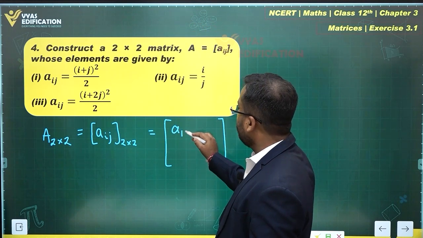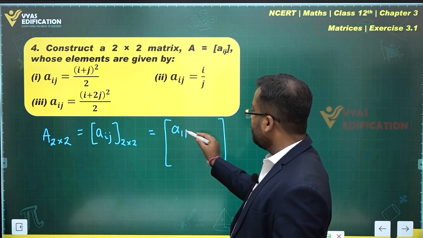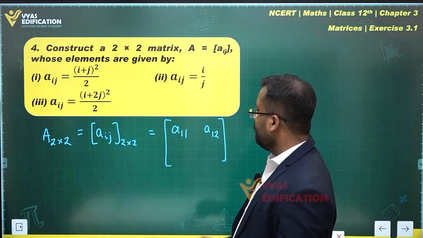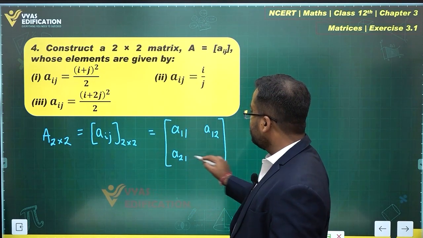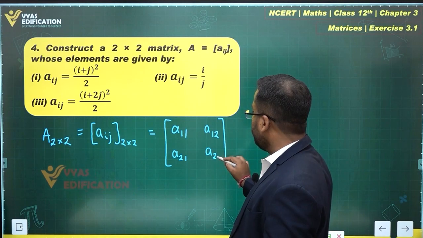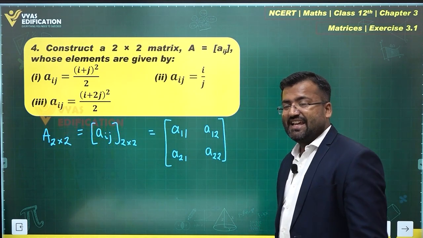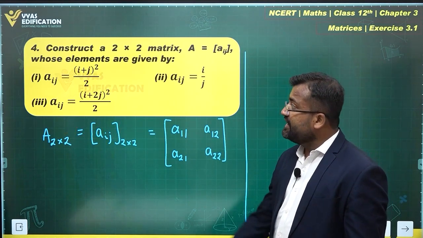The first row, first column element would be represented by A11. First row, second column, the element would be A12. Second row, first column, the element would be A21. And the second row, second column, the element would be A22. Basically, these are different values of i and j, which give us these elements. And now we'll solve each part.